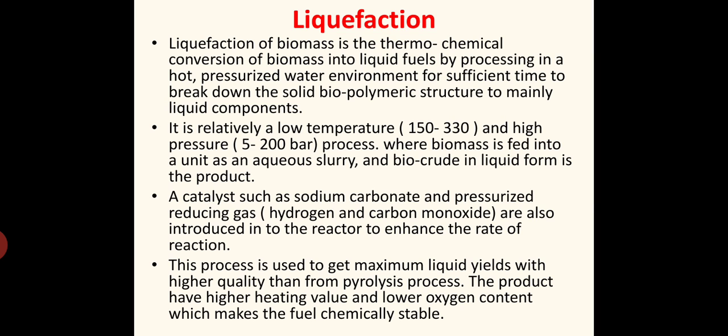As I have already told, some catalyst is also used during this reaction. Catalysts such as sodium carbonate and pressurized reducing gas, usually hydrogen and carbon monoxide, are also introduced into the reactor to enhance the rate of reaction. So, for speeding up the chemical reaction, these catalysts are commonly used. Biomass in slurry form is directly fed into the liquefaction chamber, or we will simply call it a reactor. Inside the reactor, the temperature is around 150 to 330 degrees Celsius, and the reactor works at a very high pressure of 5 to 200 bar.